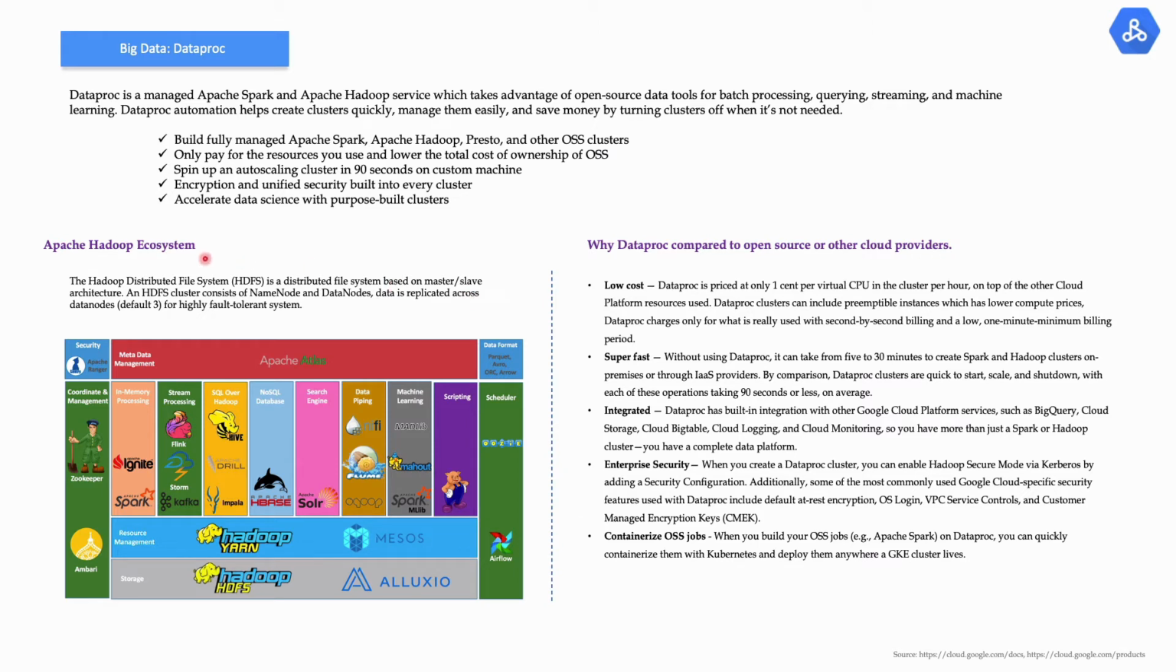So just to sum it up, it's to build fully managed Apache Spark, Apache Hadoop, Presto, and other open source software clusters. You only pay for resources you use and lower the total cost of ownership. Spin up auto-scaling clusters in 90 seconds on custom machines, which is very significant. Encryption and unified security built into every cluster. It helps you accelerate data science with purpose-built clusters.